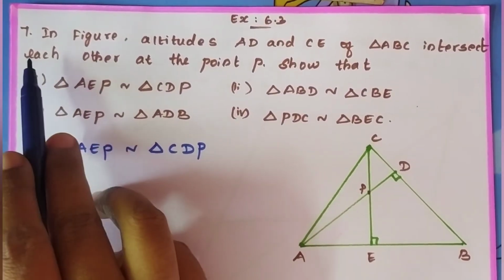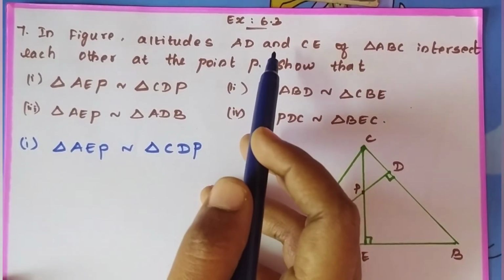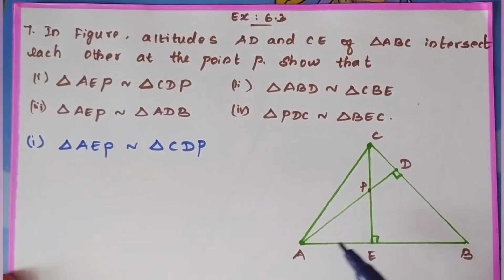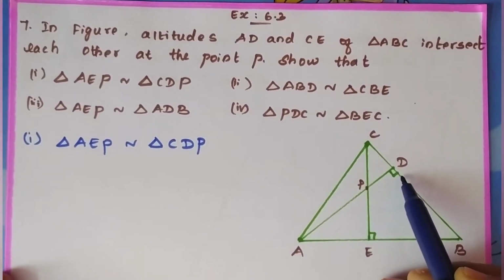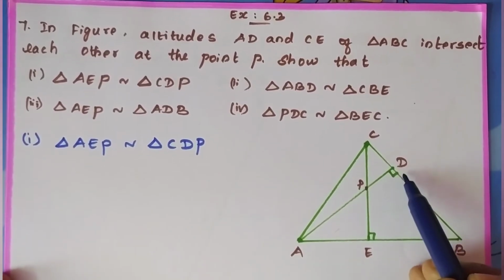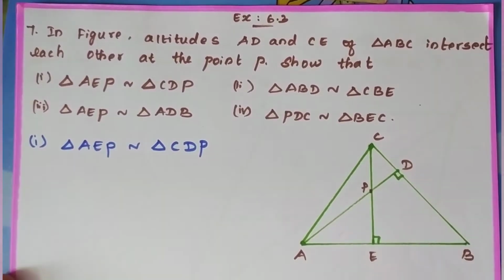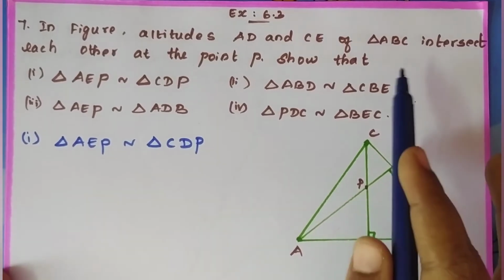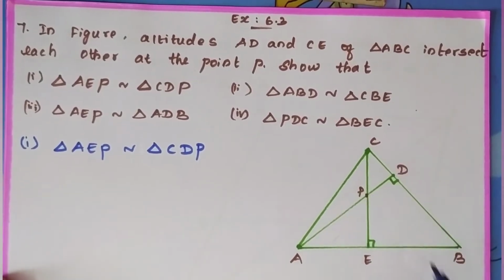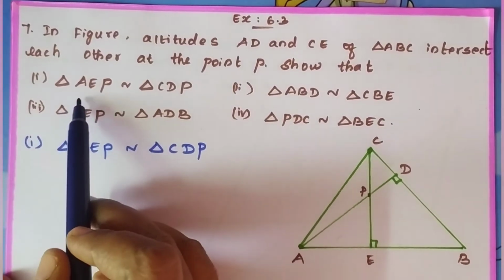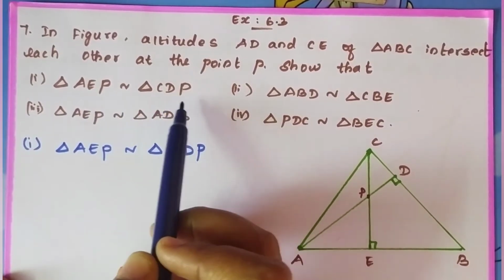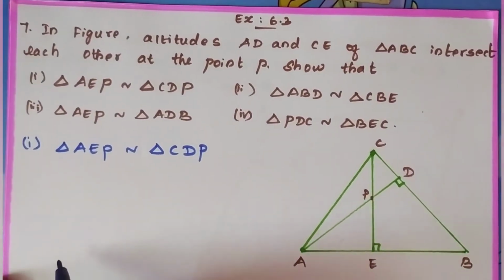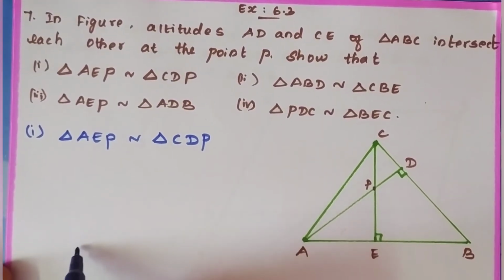Next, seventh problem in exercise 6.3. In the figure, altitude means what? The line from the vertex to the base, it meets at 90 degrees. Altitudes AD and CE of a triangle ABC intersect each other at a point P. You have to show that triangle AEP is similar to the triangle ADP. Where is AEP? So draw that one separately.